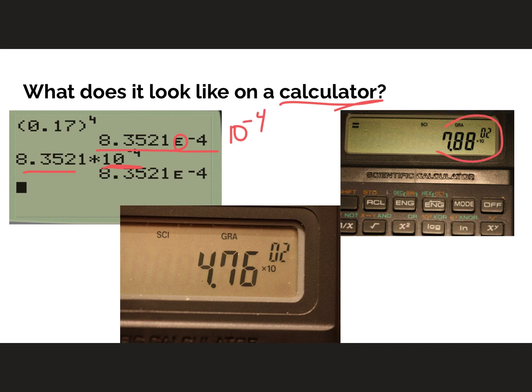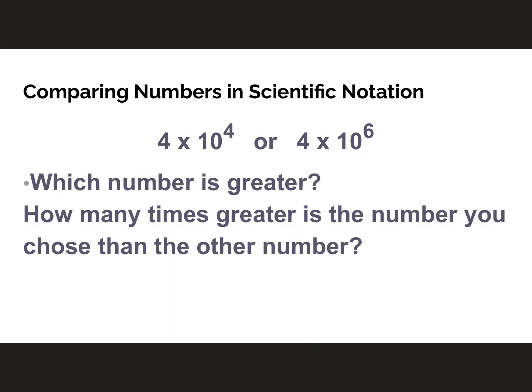Some calculators look like this over here. They give you a little times 10, and that's your second power. So that would be 7.88 times 10 to the second power. Here you can see 4.76 times 10 to the second power. So different calculators show them each differently.